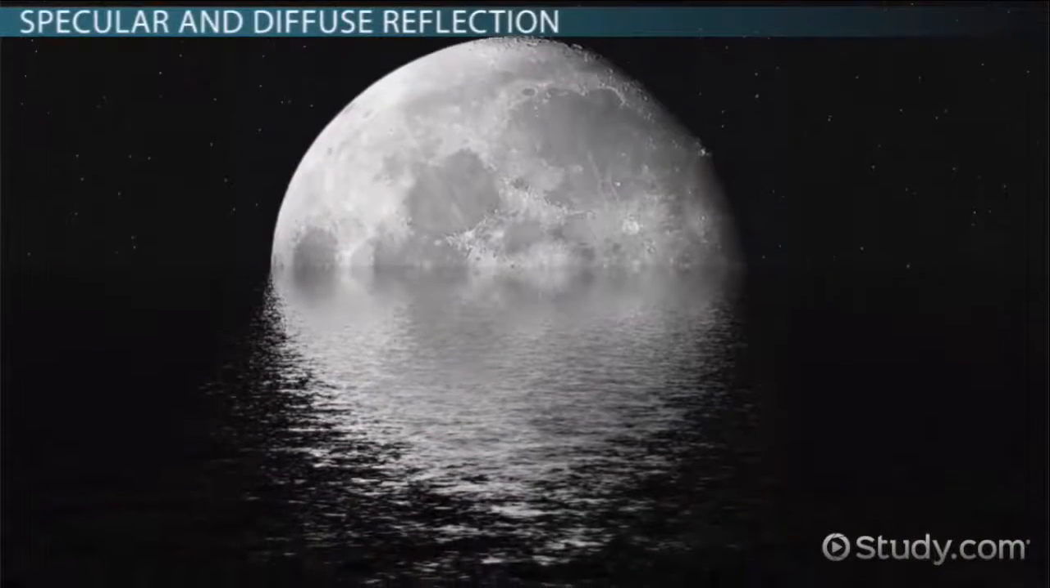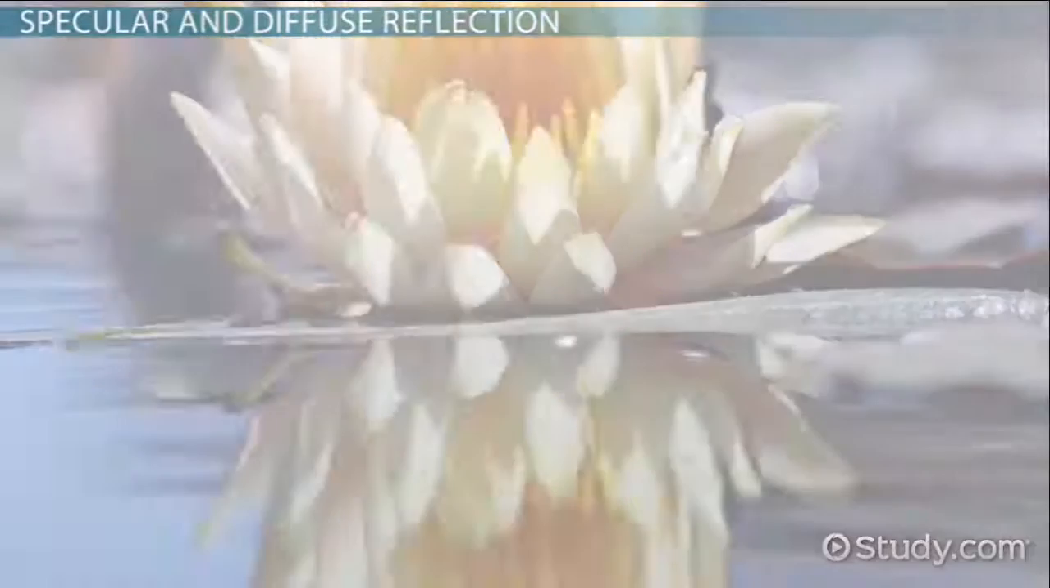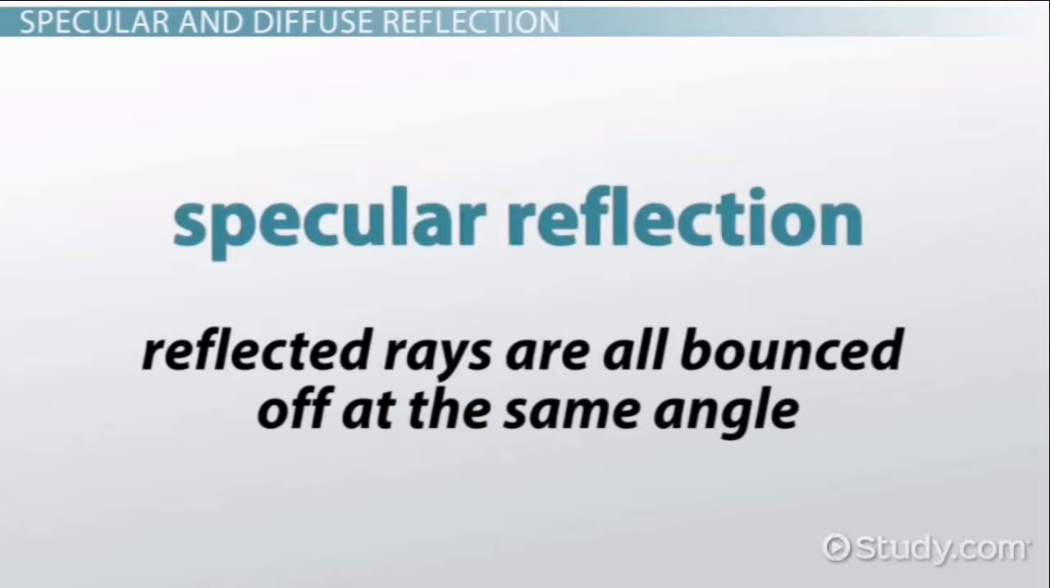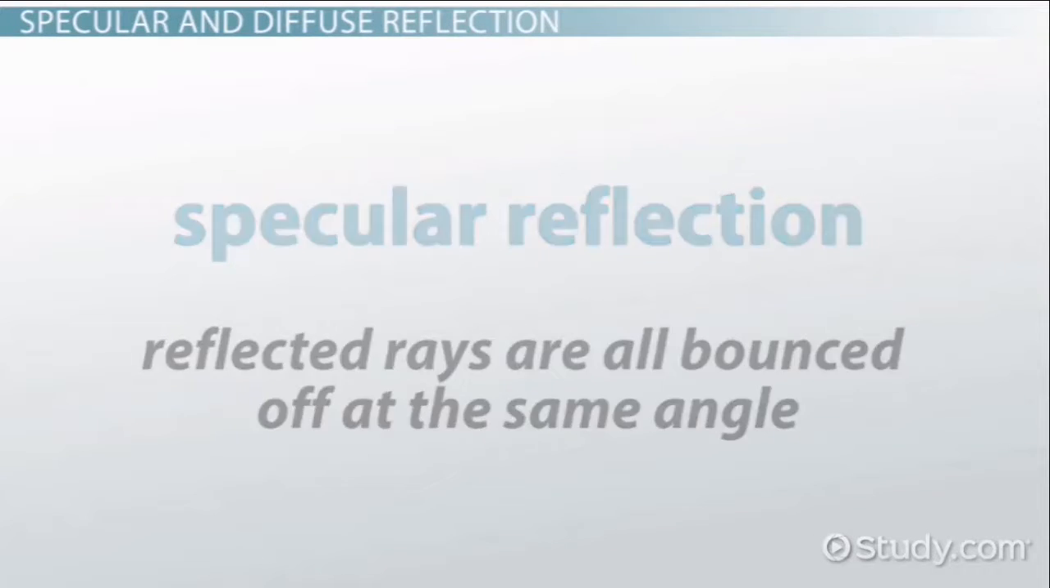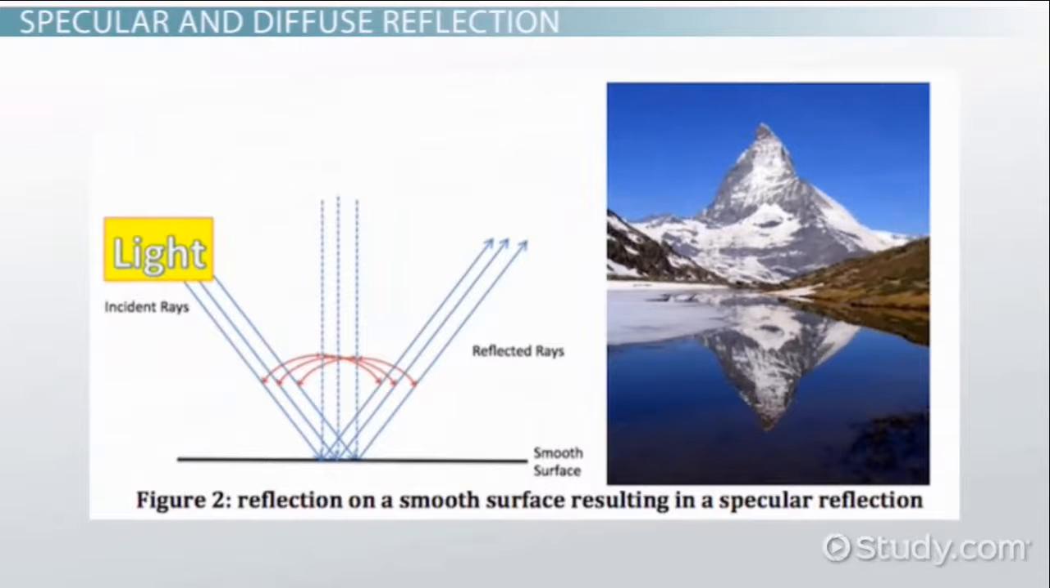If multiple incident rays parallel to each other reach a smooth surface, such as still water, the reflected rays are all bounced off at the same angle. This results in a clear image known as specular reflection on the surface. Some examples of objects that give off specular reflections are plane mirrors, smooth glass windows, and clear still water.